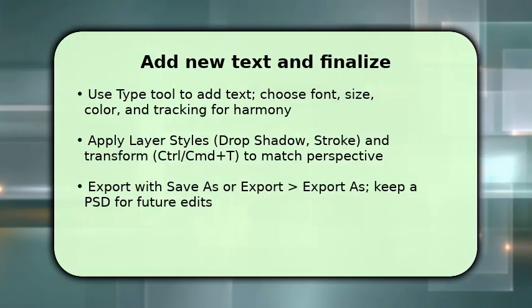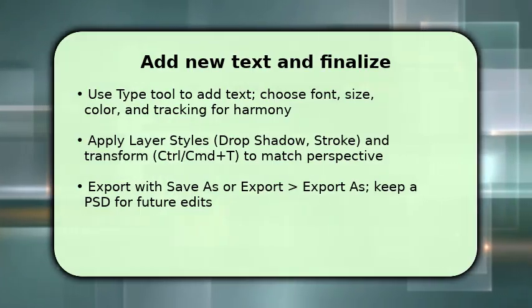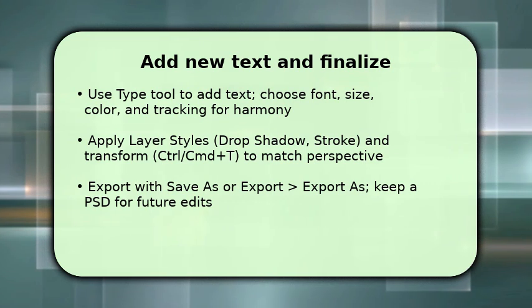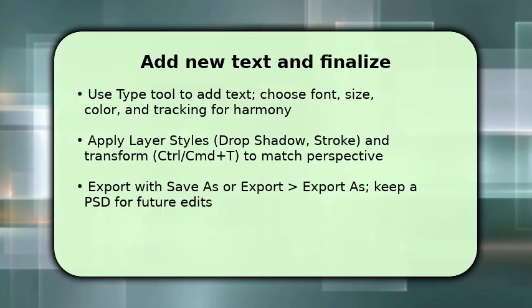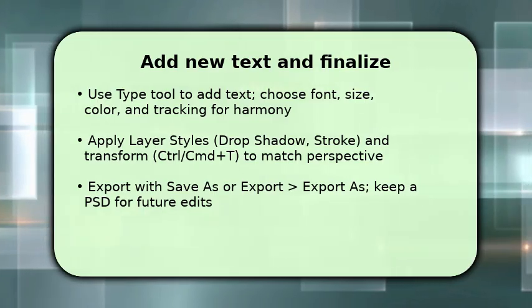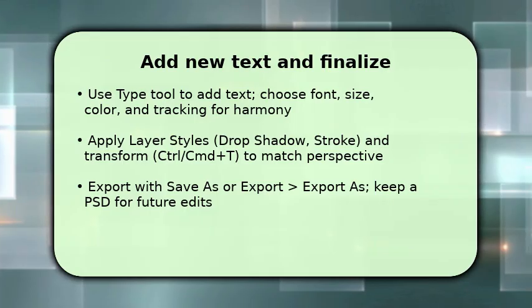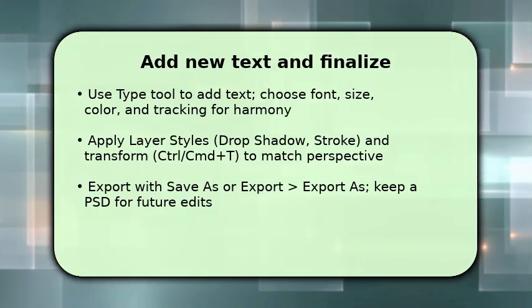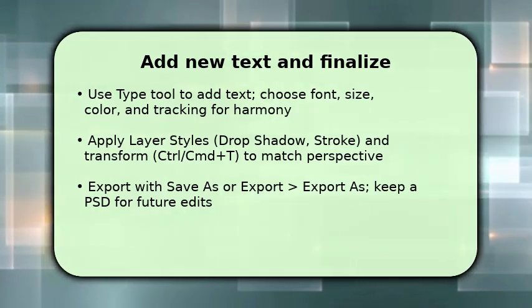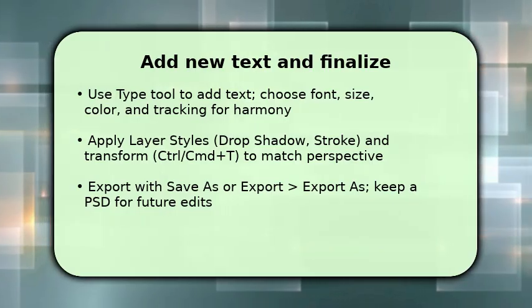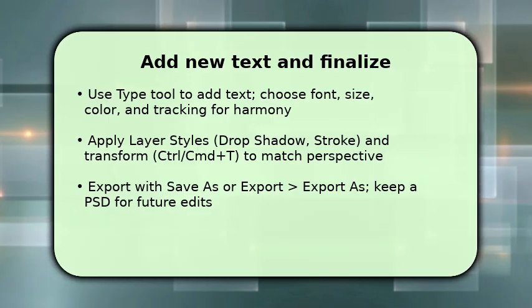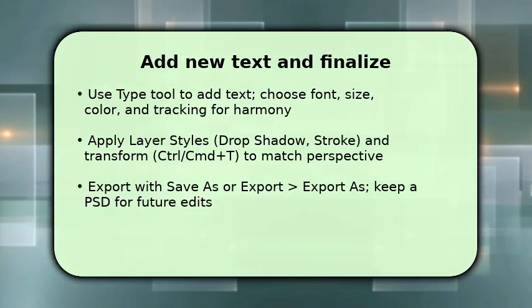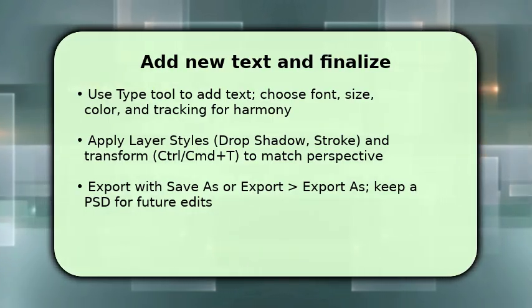Finally, add your new text and tune its appearance to match the photo. Use the Type tool, pick a font and size that complement the image, and adjust color and tracking. You can then use layer styles for shadow or stroke. Make sure to transform the text with Ctrl or CMD+T to match perspective and warp if needed. Once satisfied, export as JPEG or PNG and save a layered PSD to preserve edits. If alignment or color looks off, revisit blending and sampling before final export.